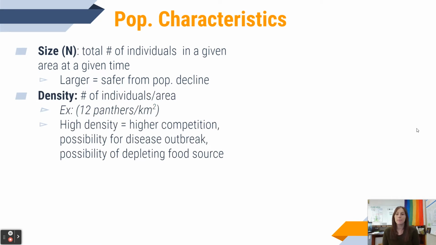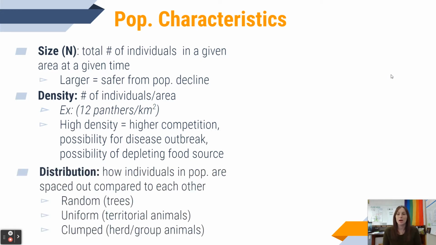Another way that we can characterize populations is density, which is the number of individuals per area. So for example, if there were 12 panthers per square kilometer, that would be an example of how to show density. Some things to remember is that high density actually is not so good because there's going to be higher competition. There's more in the area that are competing for the resources. You can also have more of a possibility of disease outbreak because they're all close together, so diseases are going to spread more rapidly. And there's going to be more possibility of depleting food sources because there is a limited amount of food, and the more organisms you have, the less there is to go around.